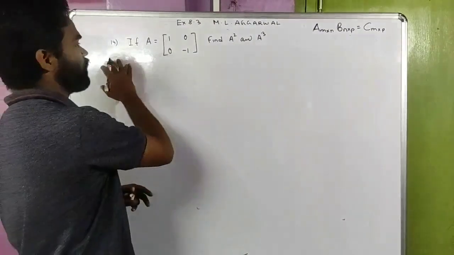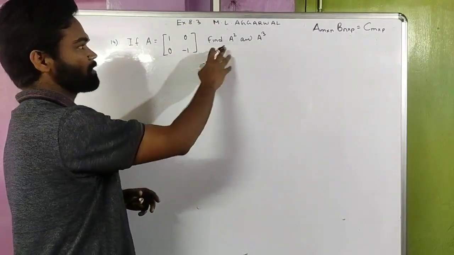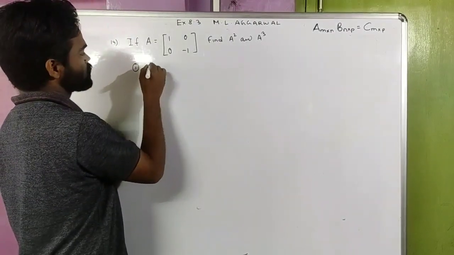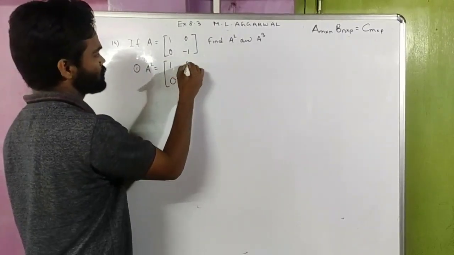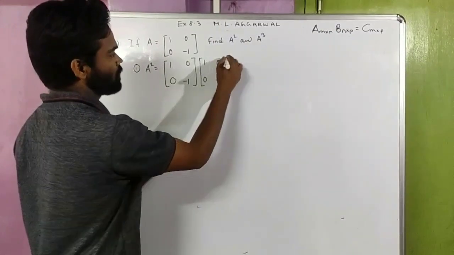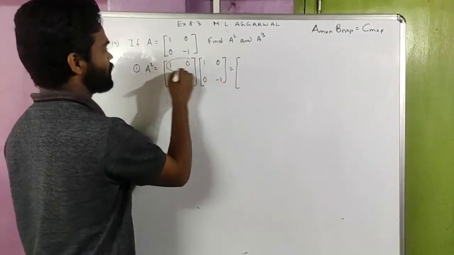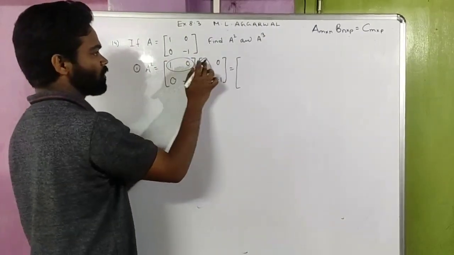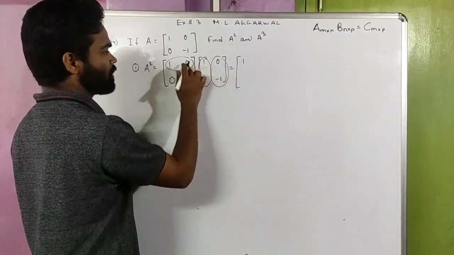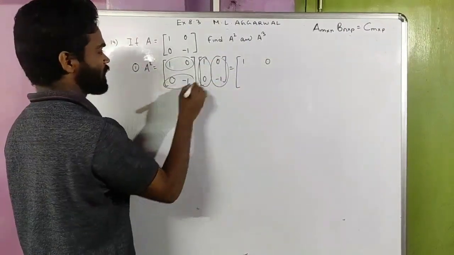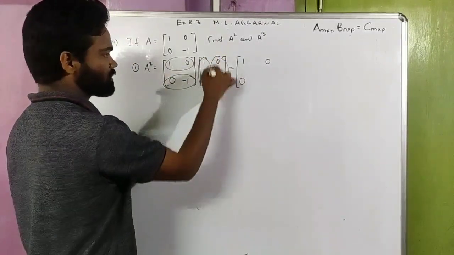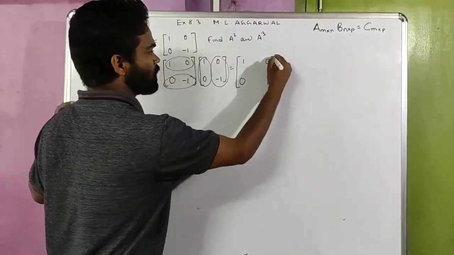Now look at sum number 14. If A is a given 2 cross 2 matrix, they told us to find A square and A cube. Very simple. First we'll find A square. A square we know, 1 0 0 minus 1, and this is 1 0 0 minus 1. We know how to multiply them. First row, first column, I'm directly adding the answer. 1 into 1 plus 0, that's 1. And first row, second column, this is 0 and this is 0, so 0. And second row, first column, this is 0 and 0. And second row, second column, this is plus 1.